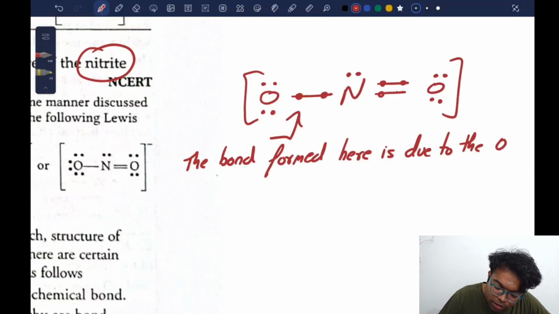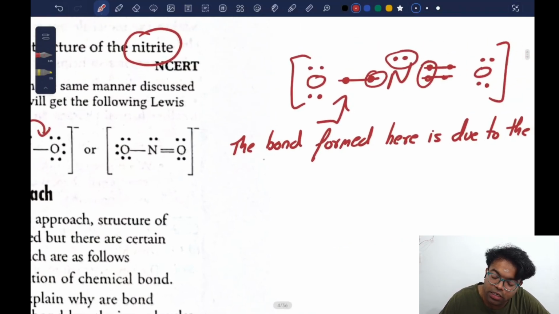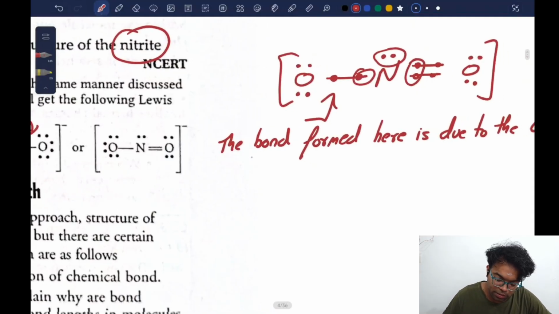See, these two are nitrogen's electrons. This is one of nitrogen's electron. These two are nitrogen's electron. But what is happening? There are six electrons that are present here. Since there are six electrons present here, there is another chance of forming a double bond also. One, two, three, four, five.